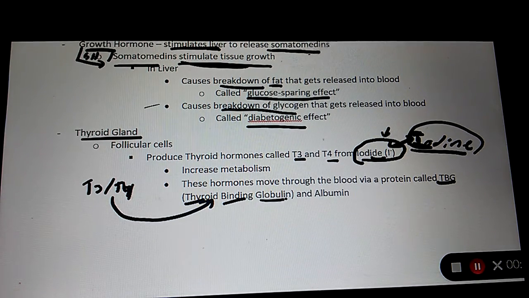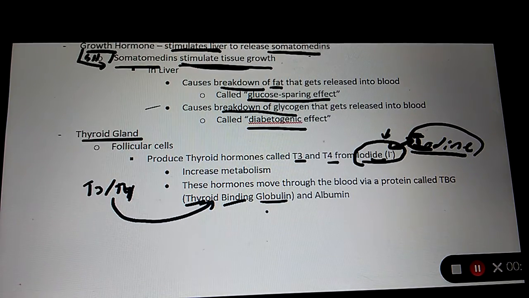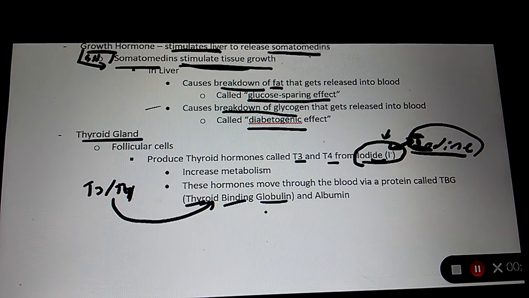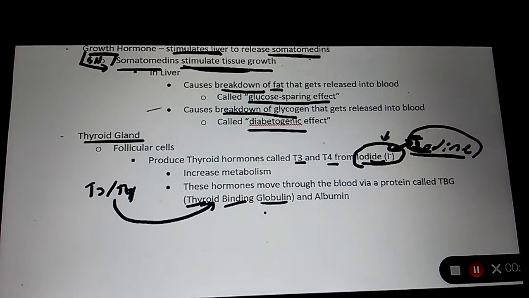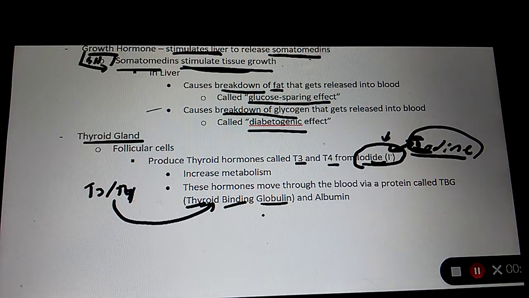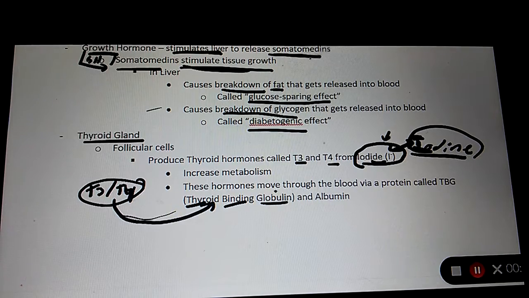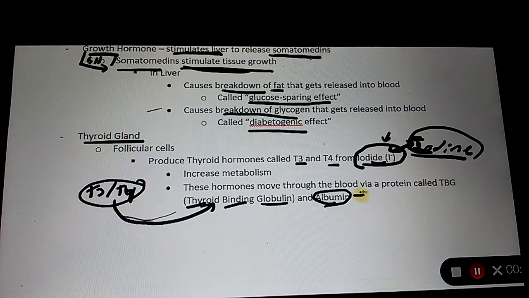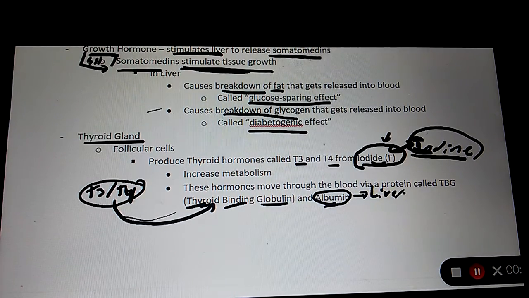Thyroid binding globulin. Now, guys, on the test, I'm not going to make you spell out thyroid binding globulin with odd variations. That's a little ridiculous. Okay, so the important point is, you remember, T3 and T4 travel through the blood using a carrier, and the name of that carrier is TBG, or thyroid binding globulin. It also uses albumin. Okay? Albumin is produced by the liver.